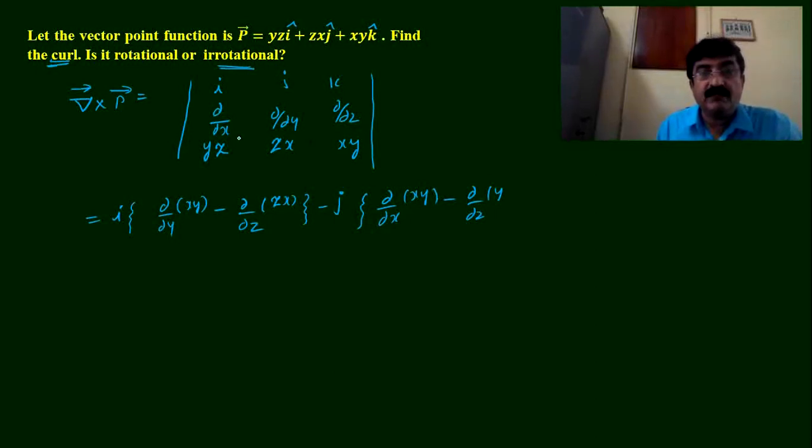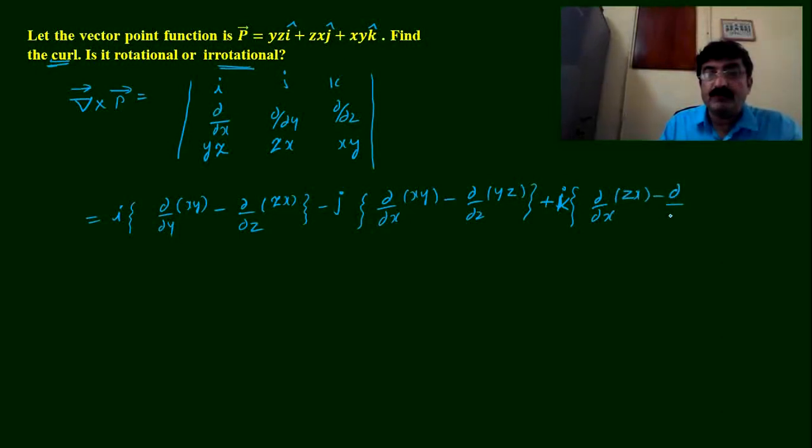∂/∂x of xy, ∂/∂z of yz. Okay. Next, plus j into, sorry, not j, now it is k. k into ∂/∂x of zx minus ∂/∂y of yz. See, it is like this. When you choose i, leave this row, this column, multiply these two minus multiply these two. Similarly for the remaining also. Okay, now I proceed with the simplification.